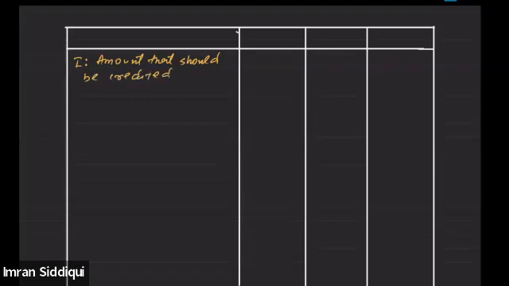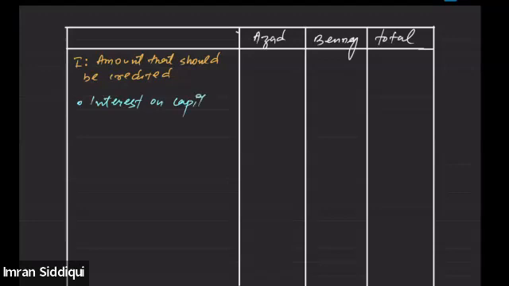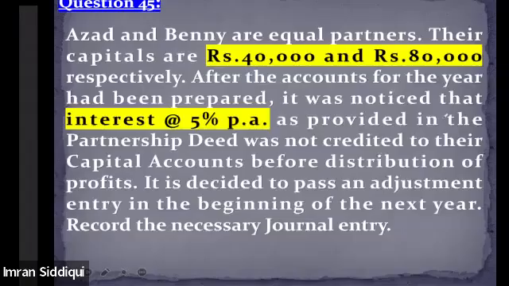Amount that should be credited. And total. Okay. So the amount that should have been credited by way of interest on capital at the rate of 5% should have been credited to both Azad and Benny. And by looking at the amount of capital, 40,000, we'll be able to calculate interest on capital at 5%.